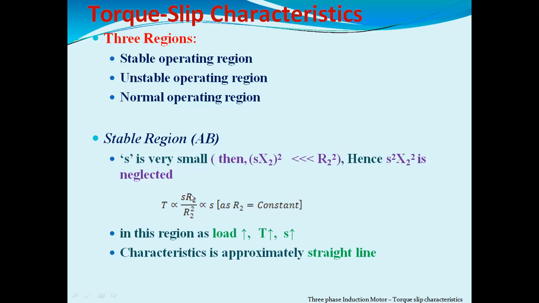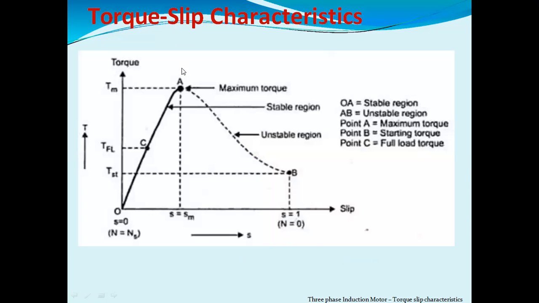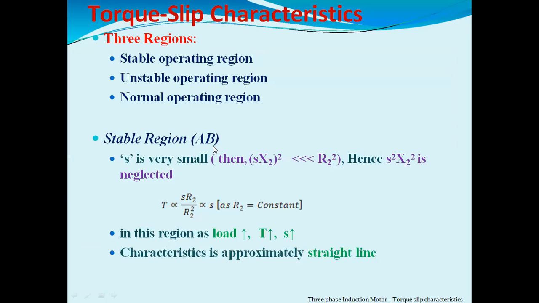The same R2 value is written on top and bottom, so we get a constant, it will become 1. So we can say torque is directly proportional to S in the stable region from point O to point A, or you can say the region A to B. Because here the value of torque is proportional to the value of slip.